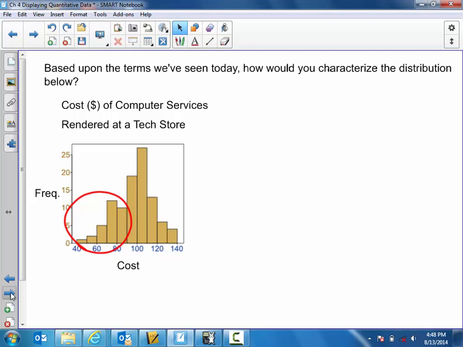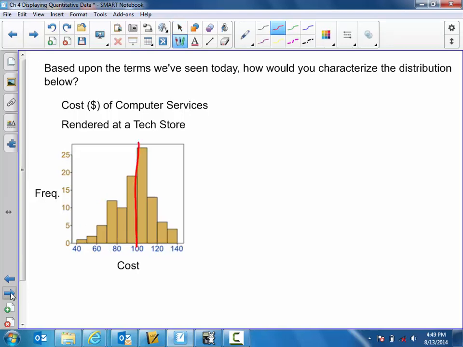You do have skewedness. This is left skewed because the tail is on the left right here. You don't have a gap. You don't have an outlier. It's not uniform. It is, again, approximately symmetric, but the left tail kind of throws that off just a tad. So there's the shape of the distribution.